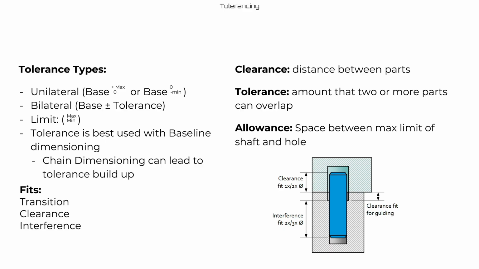With fits, there are 3 types that we went over: transition, clearance, and interference. Transition is basically allowing the part to move. Clearance is having enough space for other parts to move. Interference is basically locking it in, and you're not trying to move it. Then some more vocabulary: clearance is the distance between 2 parts. Tolerance is the amount that 2 or more parts can overlap, and allowance is the space between the max limit of the shaft and the max limit of the hole.